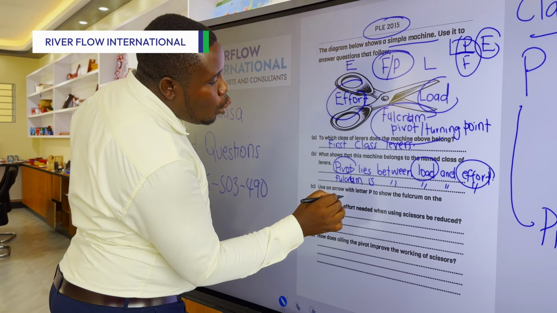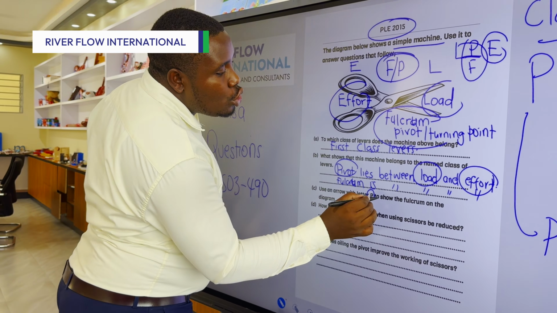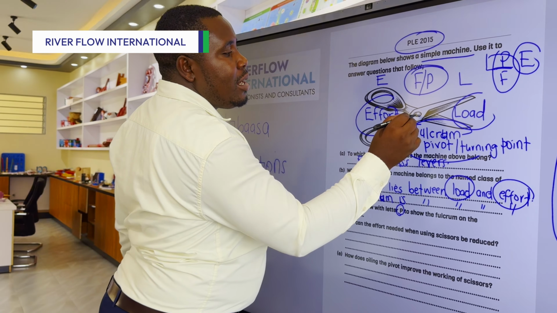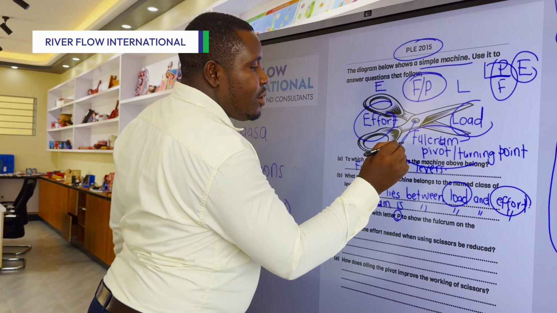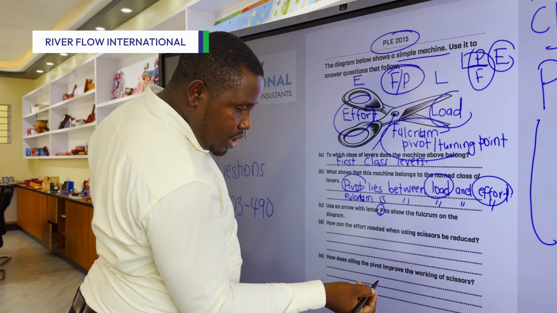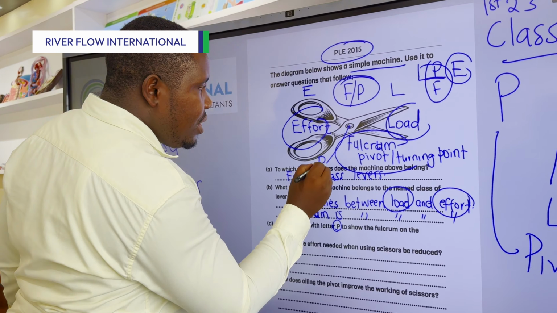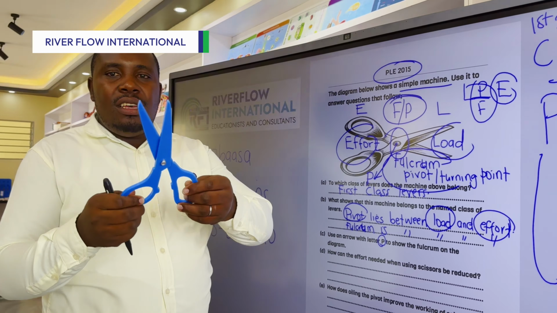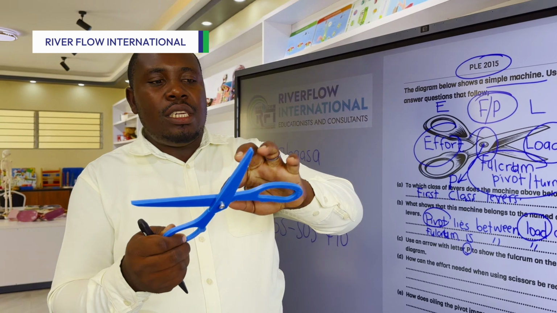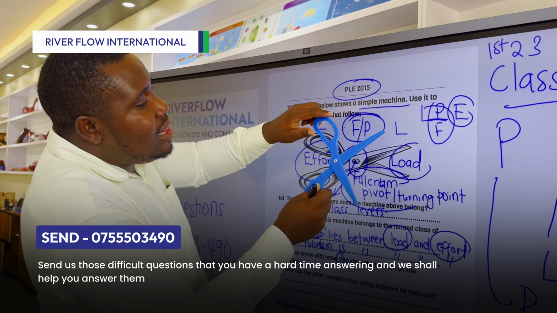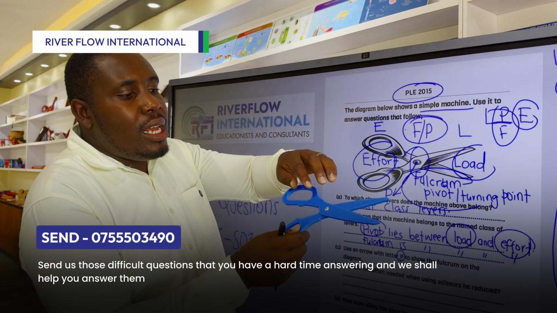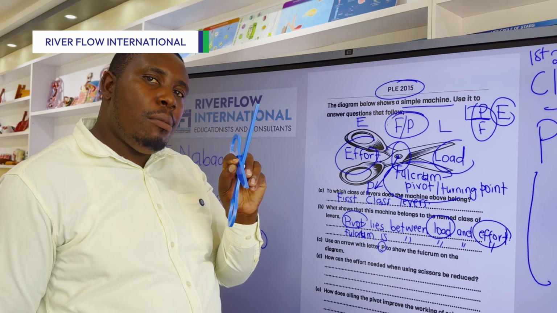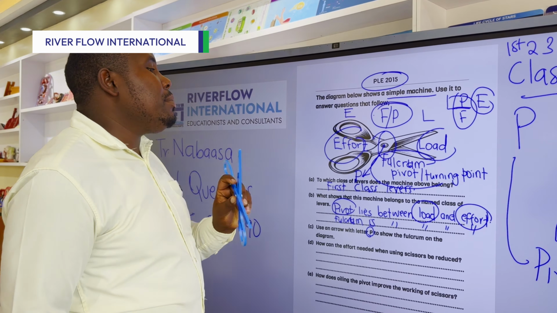Use an arrow with the letter P to show the fulcrum on the machine. We have already identified the fulcrum is here. So you are going to make your line and say, they have said which letter? A letter P. So we put P here. This is the arrow that I have used. This is the turning point. Even on my machine, this is the turning point here. You can see this is the blade, and this is how it turns. It is turning from here. So this becomes my fulcrum, my turning point, my pivot.